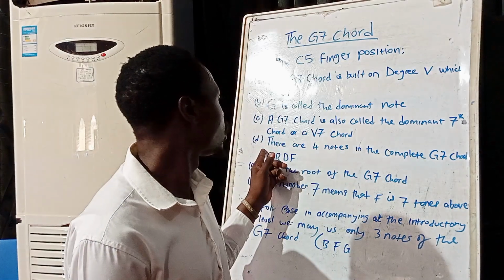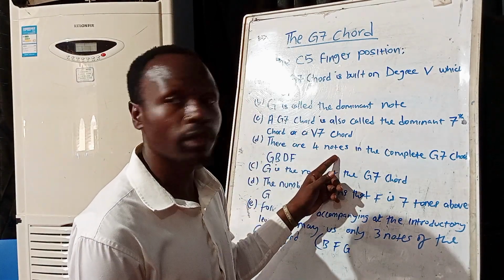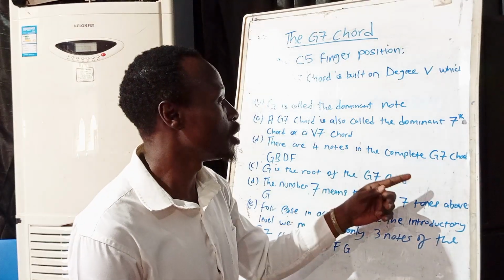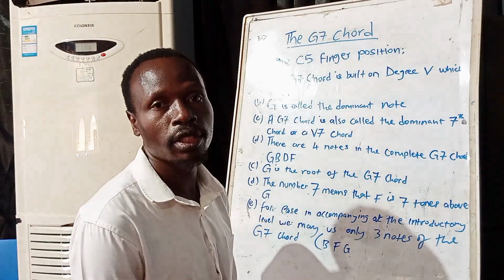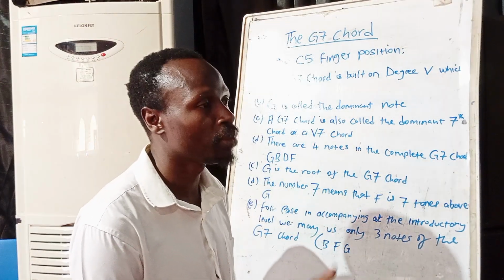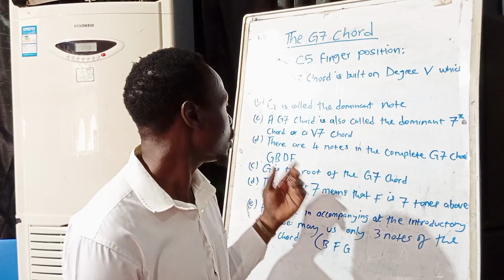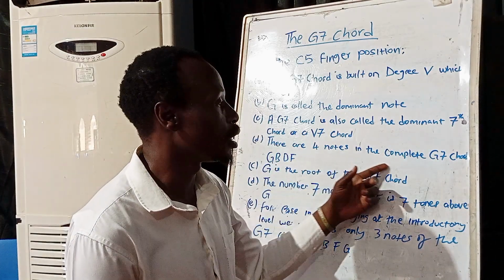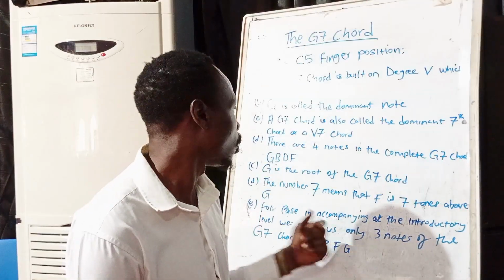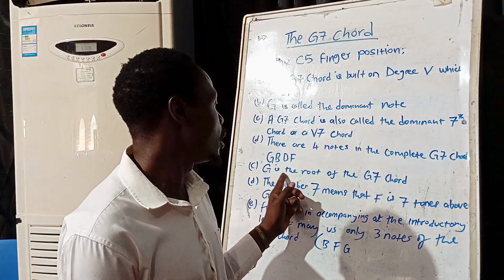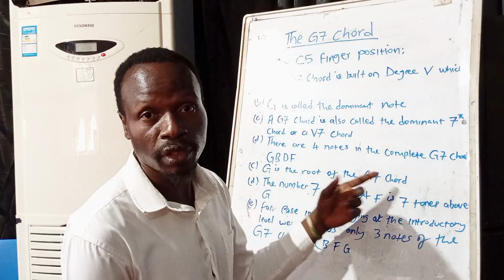There are 4 notes in the complete G7 chord, which is G itself, then we have B, then we have D, and then we have F. Then G is the root of the G7 chord.